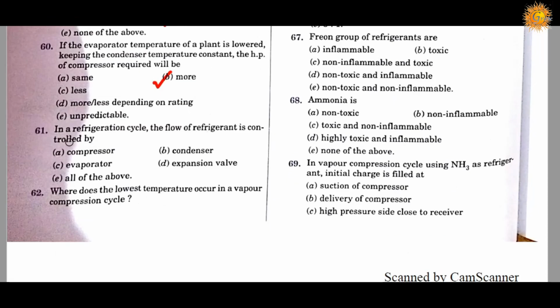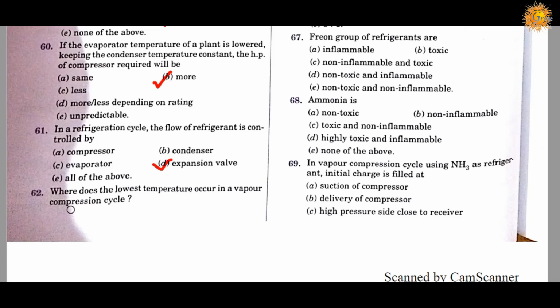Question 61. In a refrigeration cycle, the flow of refrigerant is controlled by: option A, compressor; option B, condenser; option C, evaporator; option D, expansion valve; option E, all of the above. So the correct answer is D, the expansion valve.